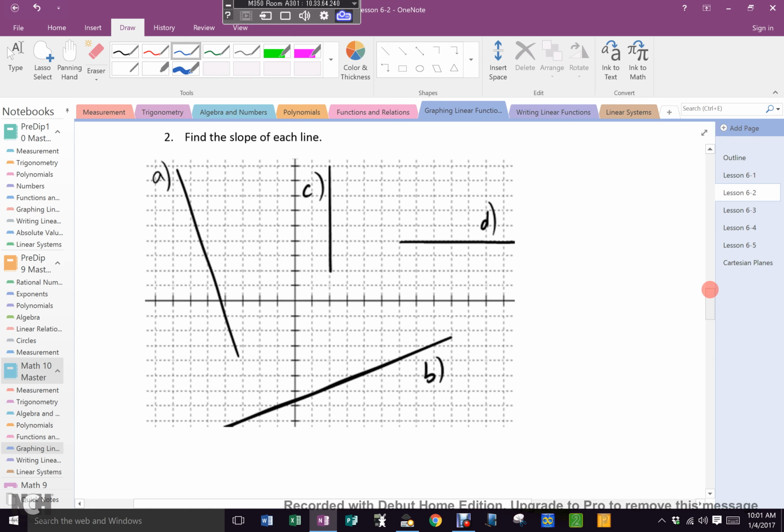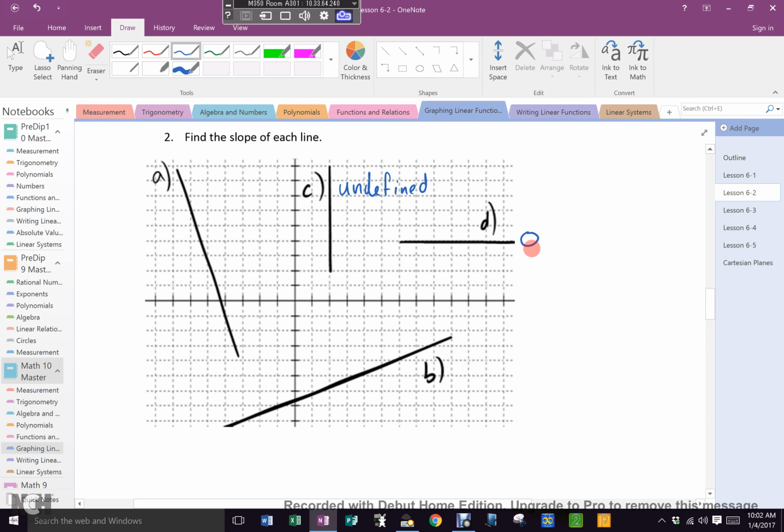So now, I gave you 4 lines there. 2 of them you should automatically know the slope for. You don't even need to count them. Which 2 do you automatically know? C and D. What's C? No, C is not 0, C is undefined. Because that's not a slope, that's falling. What's this one? That one's 0.